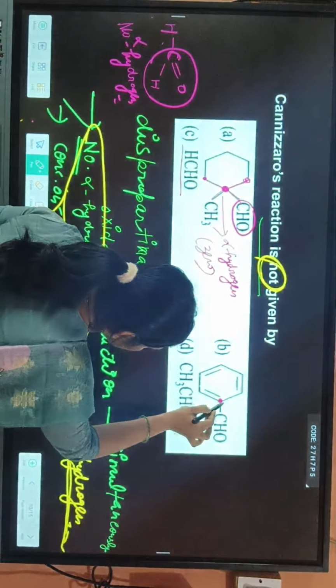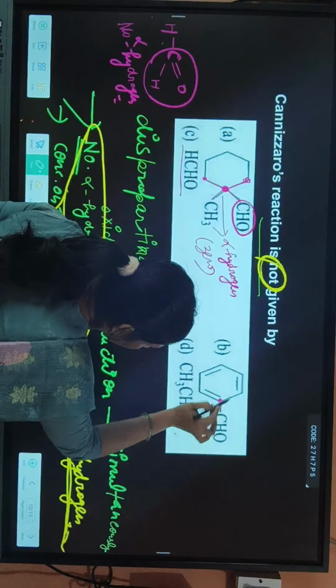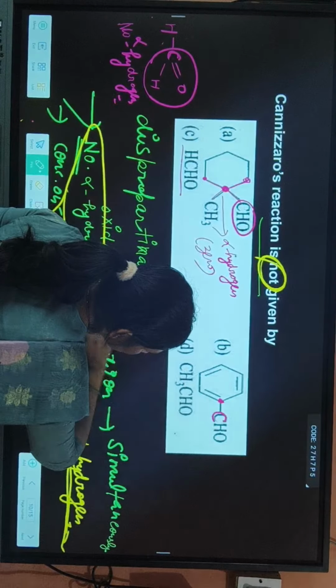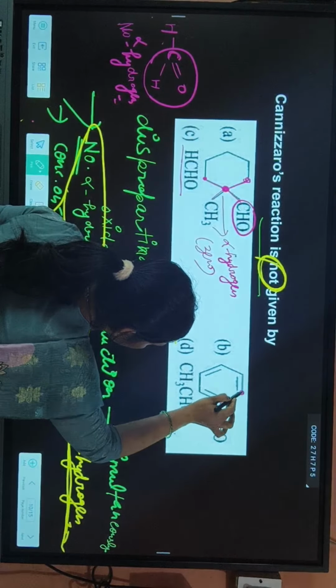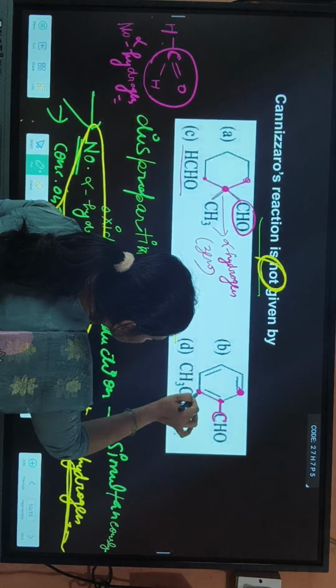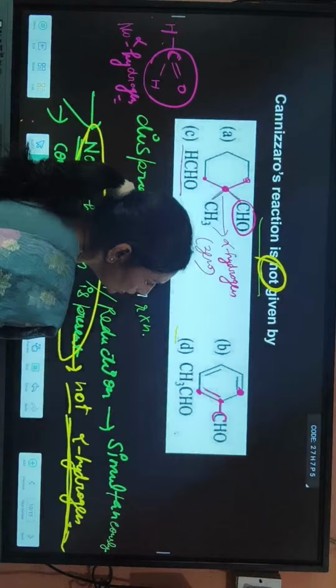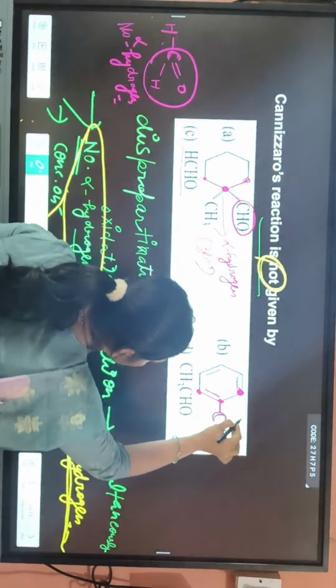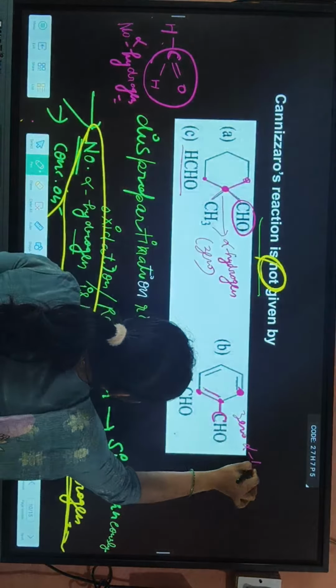Here this carbon is alpha carbon because the group is attached to this one. So it is making 1 bond with this group, 1 bond with this carbon, and 2 bonds with this carbon, making a double bond now. So no alpha hydrogen. Here also 0 alpha hydrogen.